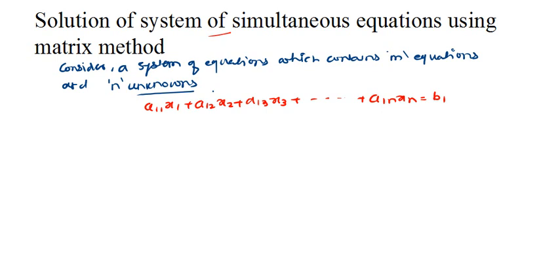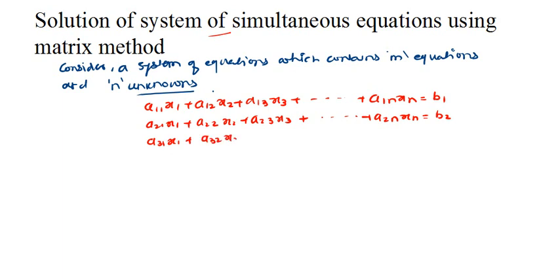to xn. Okay, I will consider the second linear equation, that is a21 x1, a22 x2, a23 x3 plus so on a2n xn is equal to, suppose, b2. I will consider the third equation. Suppose this is a31 x1, a32 x2 plus a33 x3 plus so on plus a3n xn is equal to b3. Okay, and so on. I will consider the m equation.